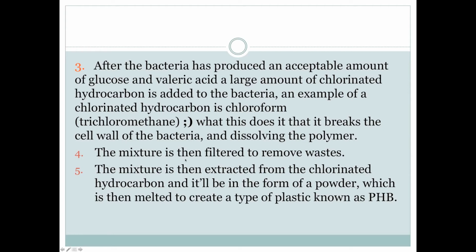After this is done, the mixture is then filtered to remove wastes. The mixture is then extracted from the chlorinated hydrocarbon and it will be in the form of a powder, which is then melted to create a type of plastic known as PHB or the BIOPOLT.